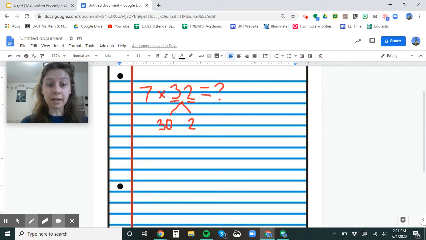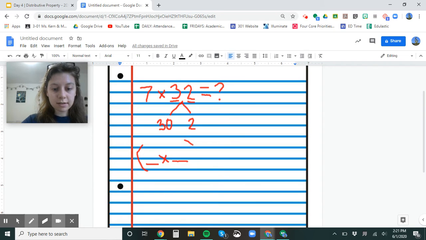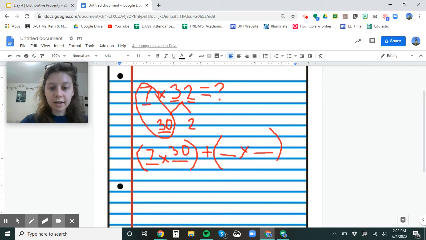Now I'm going to start writing my 2 smaller multiplication facts. I know that I'm going to have my rows times my tens plus my rows times my ones. My rows is 7. That's never going to change. Then I'm going to multiply by my tens first, which is 30, so I'm going to do 7 times 30. Then I have to do my rows, which is 7 again, times my ones, which is 2. So there I'm doing 7 times 2.